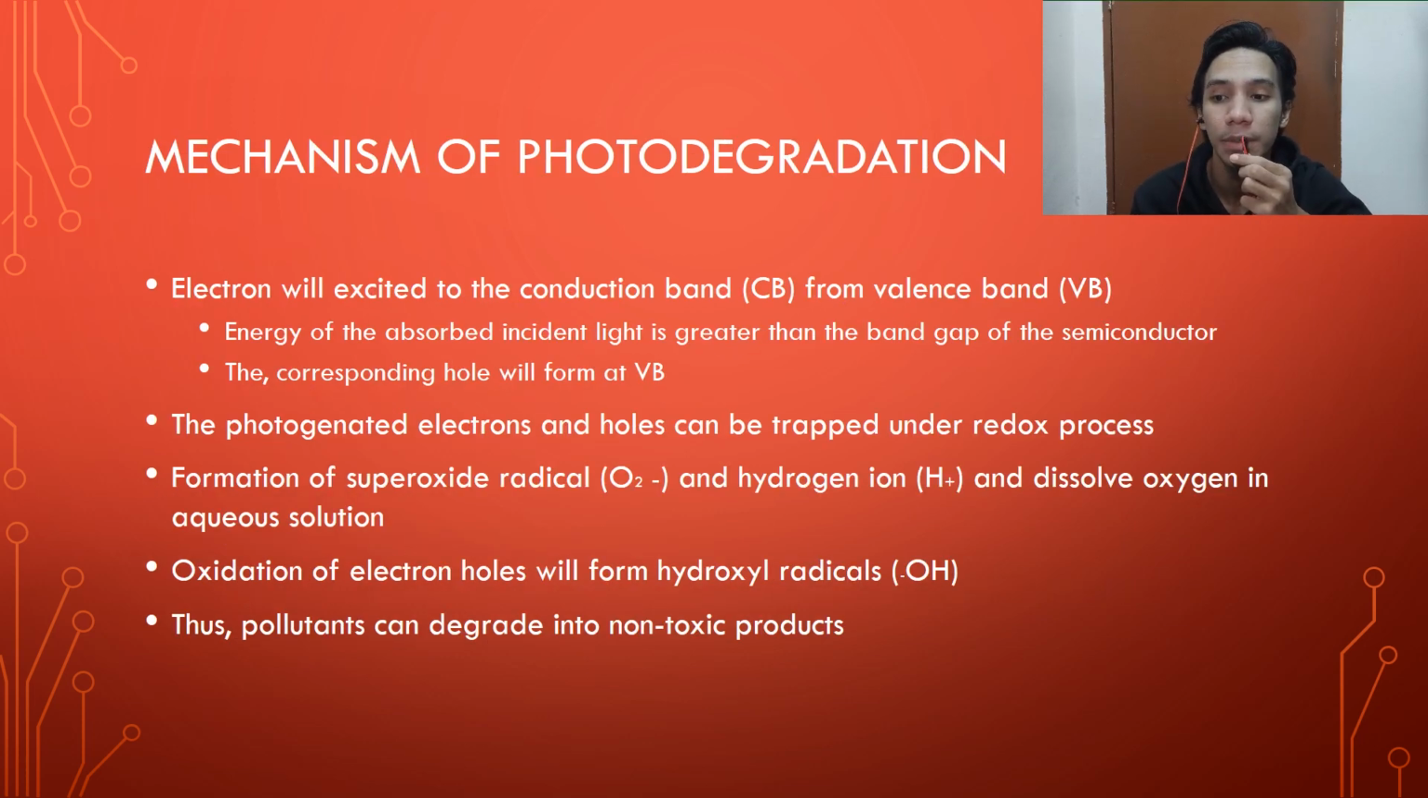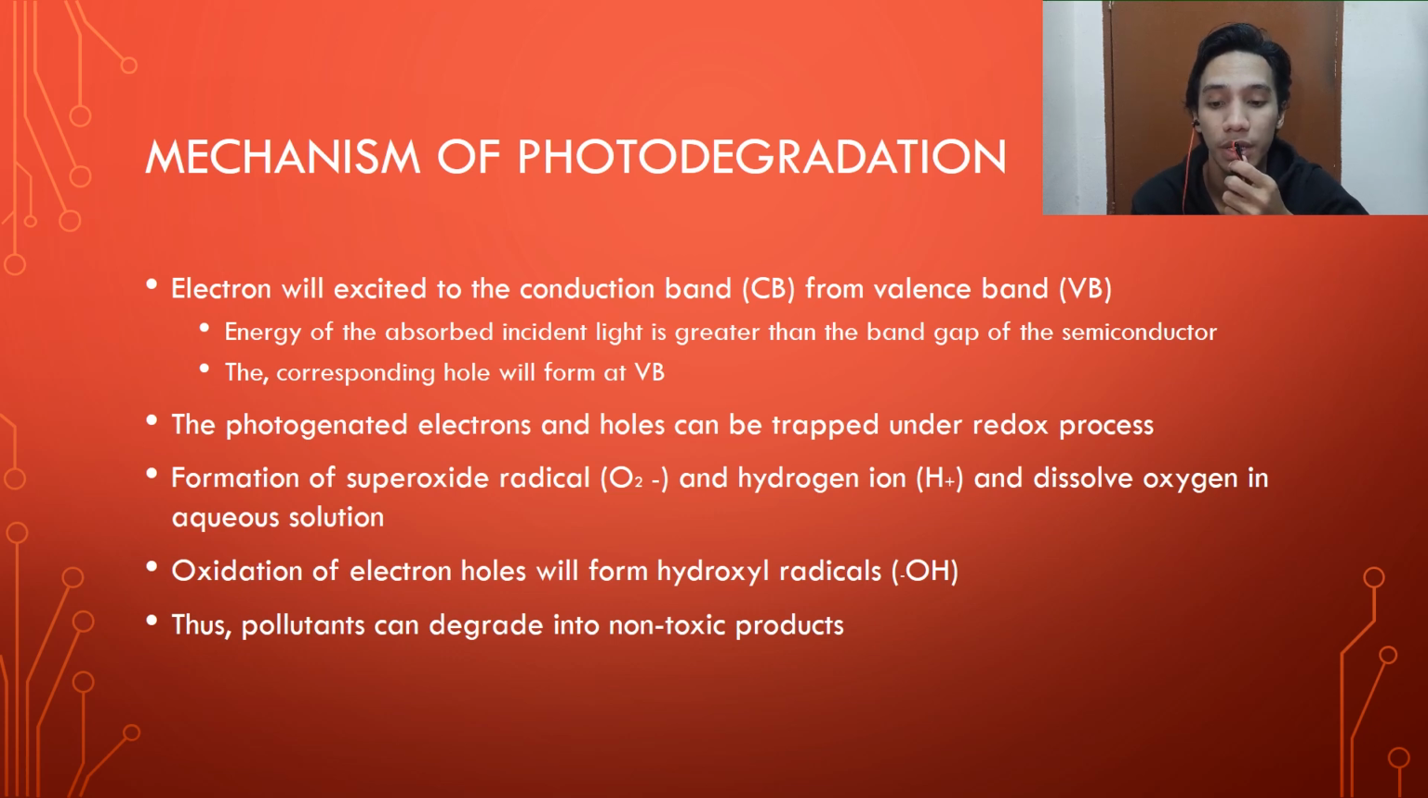Then I will explain the mechanism of photodegradation. Firstly, the electron will be excited to the conduction band from the valence band. This happens because the energy of the absorbed incident light is greater than the band gap of the semiconductor. After that, a corresponding hole will form at the valence band. The photogenerated electrons and holes can be trapped under redox process.